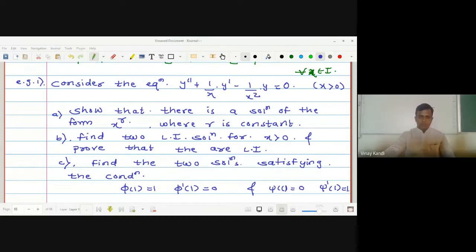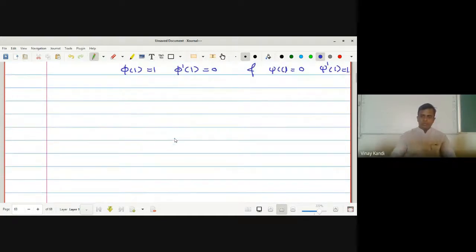Wait a minute. Okay, now solve. Solution. Let, what is the given equation? Y double dash plus 1 upon x into y dash minus 1 upon x square into y is equal to 0. A part, okay, A part 1. Give it as an equation number 1.